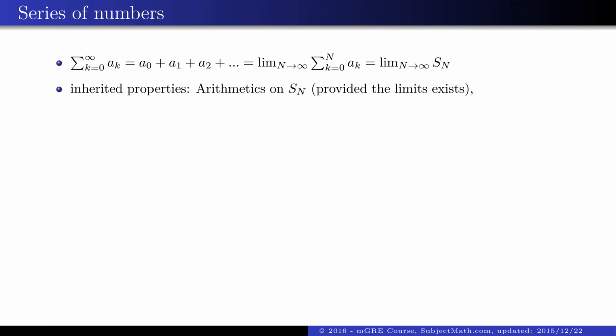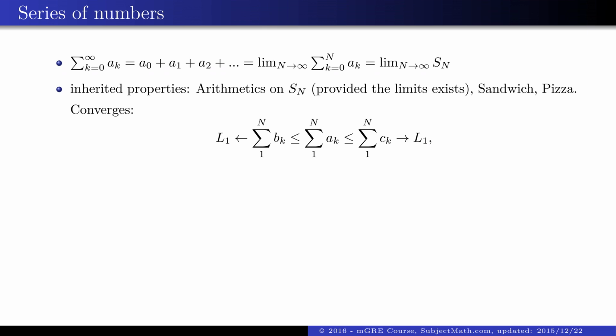Since we are basically dealing with sequences, we inherit some arithmetic properties when applied on Sn. We inherit the sandwich and the pizza theorems, only in this context, the usage is a bit different. If you bound a series ak by a convergent series from both sides, then ak also converges, given the limits agree. This is an application of the sandwich theorem on the partial sums sequences.